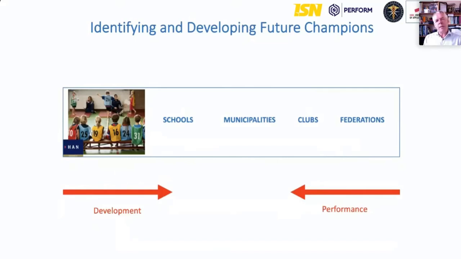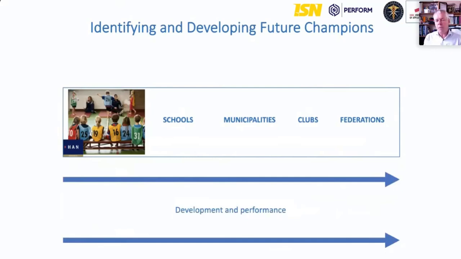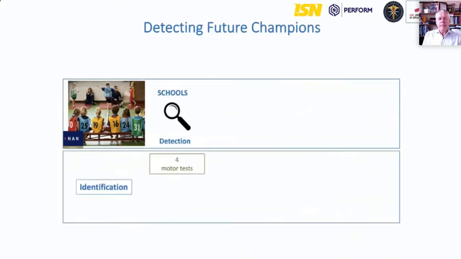When we identify and develop the future champions, we already start thinking in the schools 16 years before the podium. And it's not only thinking about the medals at the Olympics, but it's the complete development line from the beginning, from grassroots to the end. And that means that instead of thinking in terms of performance or in terms of development, we think with both arrows in the same way. So the development and performance go hand in hand.